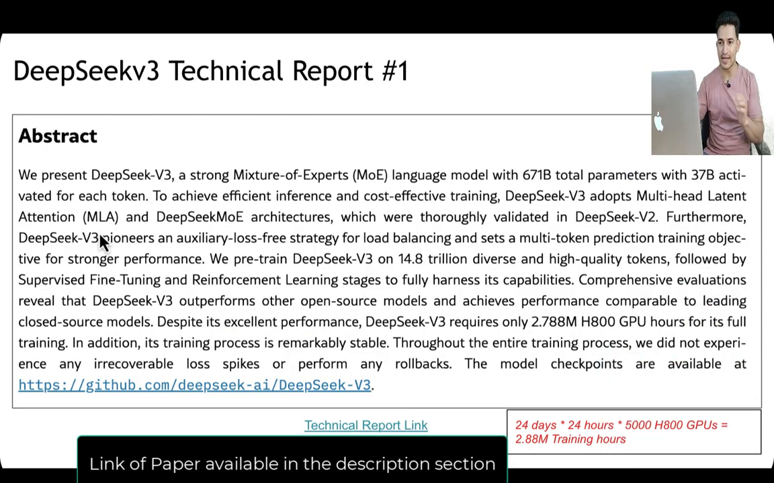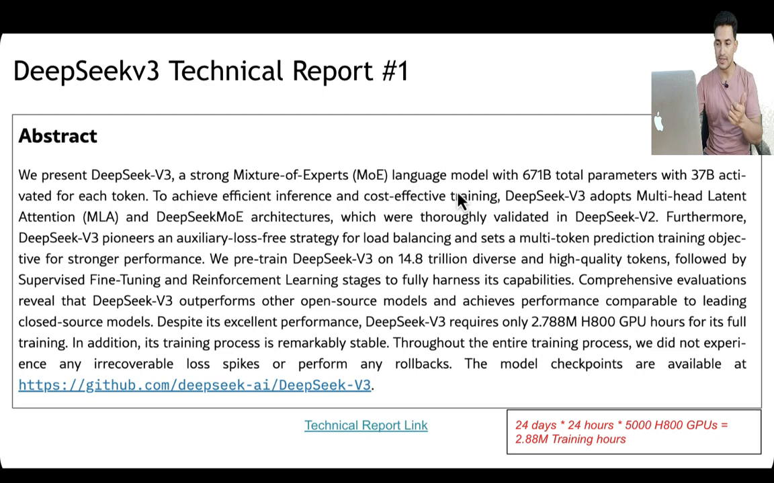Something interesting, let's look at the technical report of DeepSeek V3. DeepSeek V3 is a strong mixture of experts language model. We'll look at what mixture of experts is. It has 671 billion total parameters, which is about what OpenAI's models have too, but the interesting thing is only 37 billion activated parameters per token. So per token, not all the parameters get activated because it's a mixture of experts model. The key takeaway is that not all parameters get activated per token. They also used advanced techniques like multi-head latent attention. We'll look into that, and at the DeepSeek MoE architecture as well.